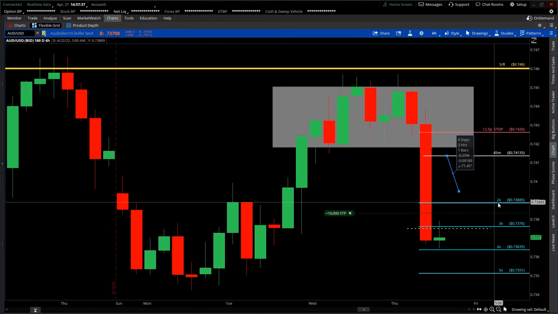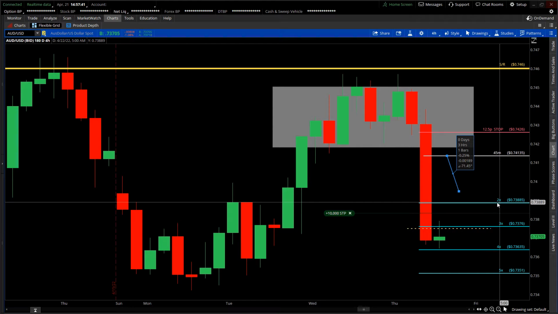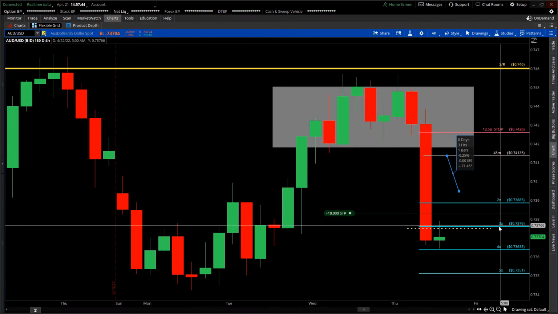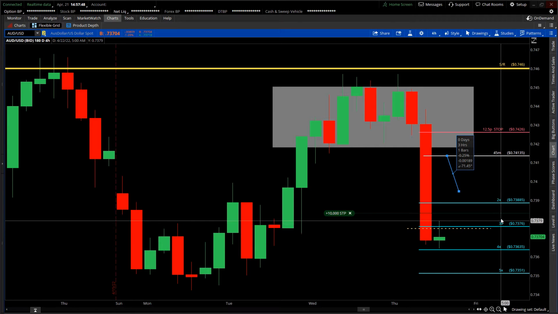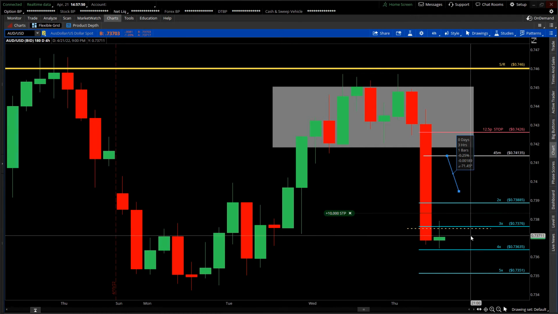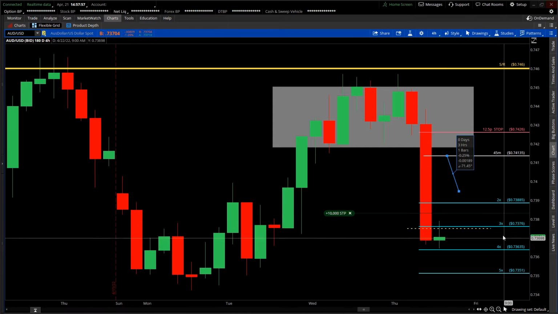And here, this is a 2x. So if I was risking 12.5, 2x was 25, 3x is 37.5, and so on. Each level is an increment of 12.5 pips. Right now, this trade is between 3 and 4x risk to reward.